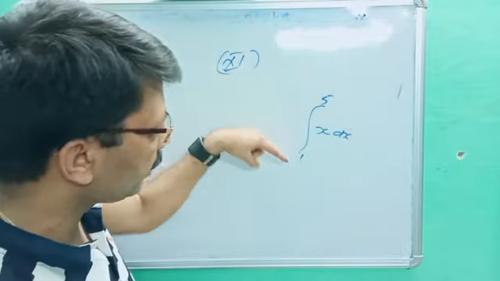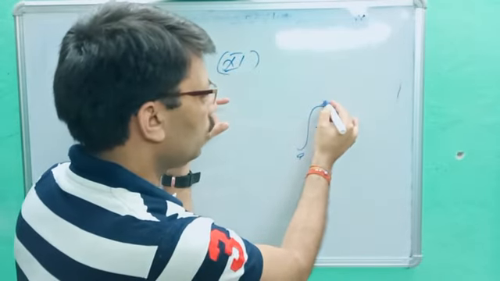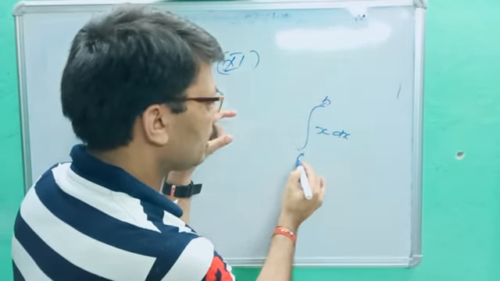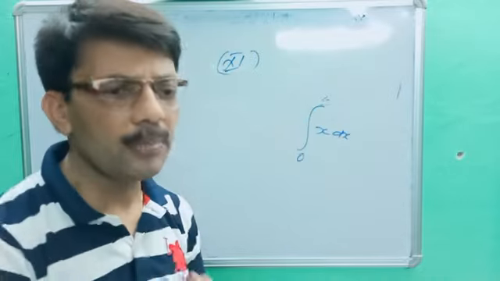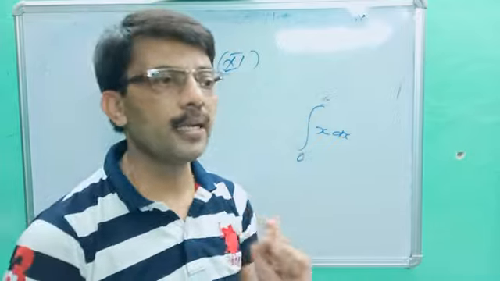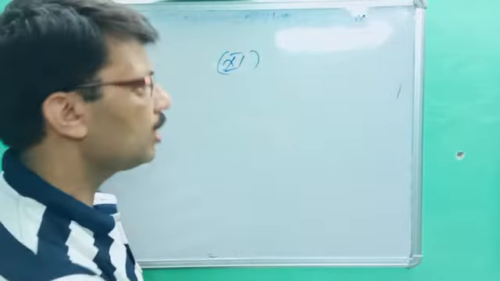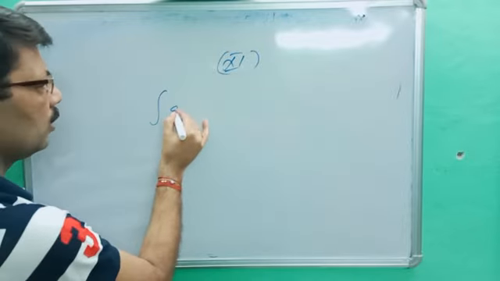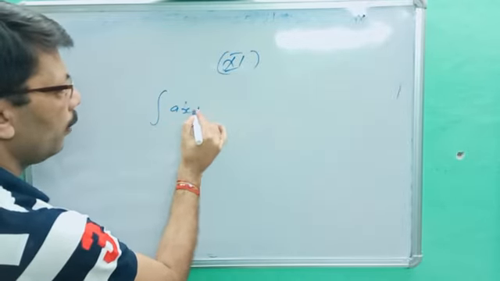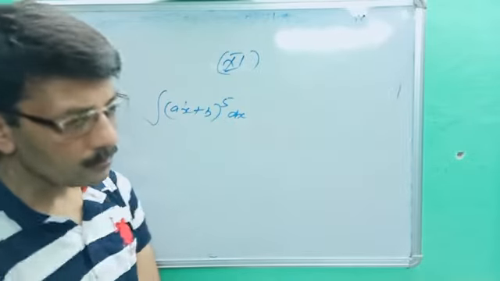In definite integration, there will be some limits, like 1 to 5, or a to b, or 0 to 180 degrees. If such points are given, you should know this is definite integration. But for indefinite integration, there are certain questions based on substitution. Let's suppose it is given (ax plus b) whole power 5 dx.